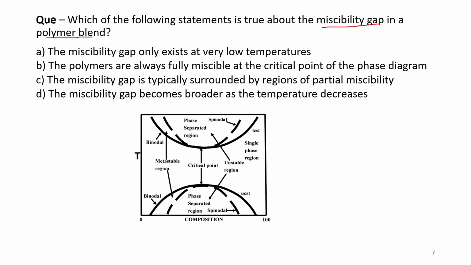Yeah, you are thinking correctly, that option D is correct. Because this is the miscibility gap. So when the temperature is low, this gap is at its maximum. So the miscibility gap becomes broader as the temperature decreases, right? And near the critical point, the miscibility gap is the lowest, right? This gap is lowest. So here the polymeric blends are more compatible in nature.